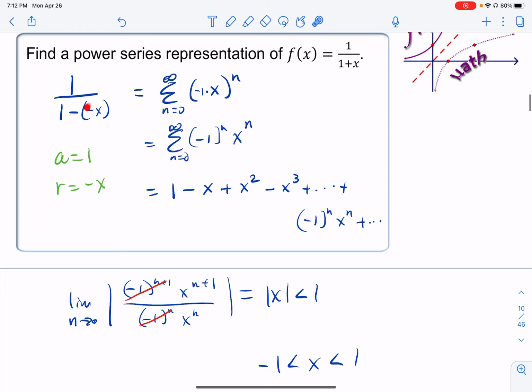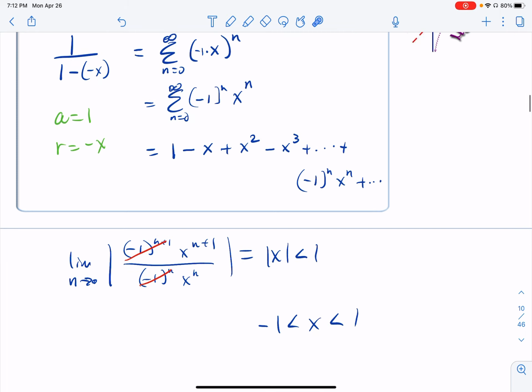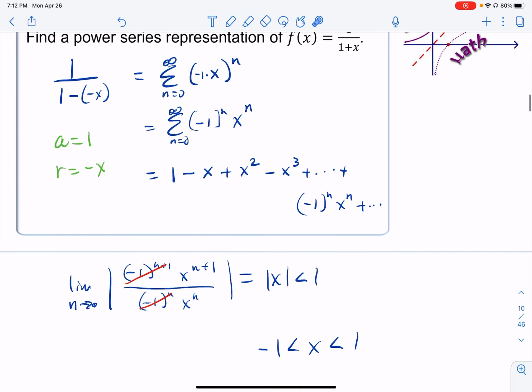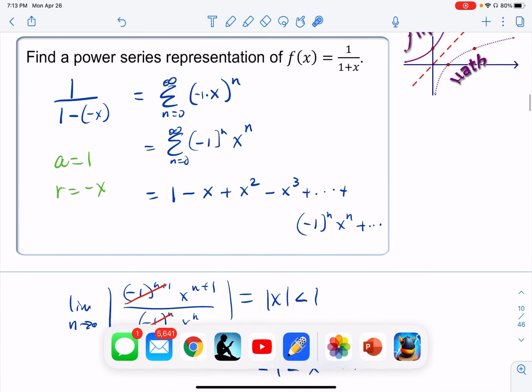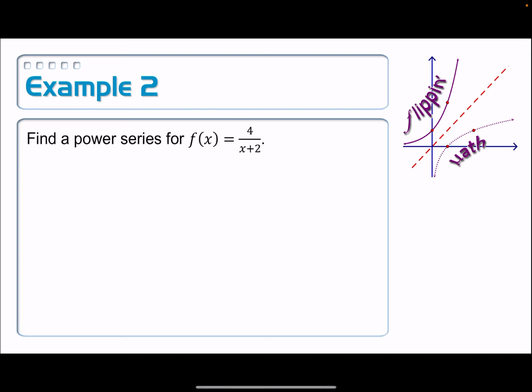Well, we probably could have gotten that since it's thinking of it as geometric, as just this negative 1 crammed in there, and that negative 1, the negative part would go away because of the absolute value, and we would have still gotten that thing as its interval of convergence. Here, let's take a look at another one.